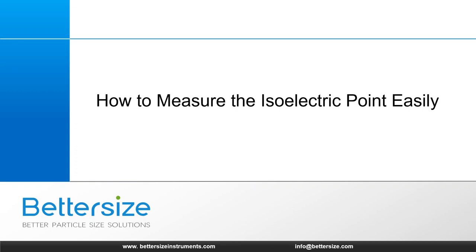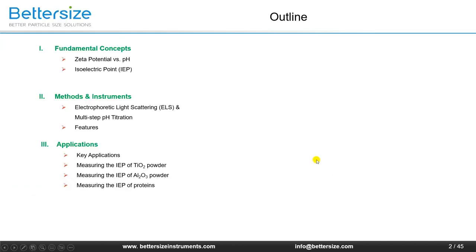Today I'm going to share an easy and high-efficient method of measuring the isoelectric point of materials. Before sharing this method, I will talk about two simple concepts first: zeta potential as a function of pH and the isoelectric point. If you are already familiar with these concepts, you can skip this part and directly get into the second part. In the second part, I will share the method and introduce its features and benefits to you. In the last part of this video, I'm going to share some practical application cases with you. If you are interested, please continue to watch.